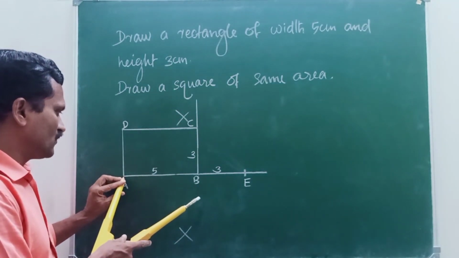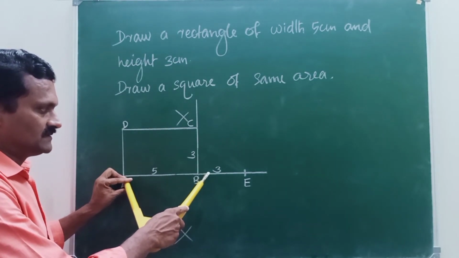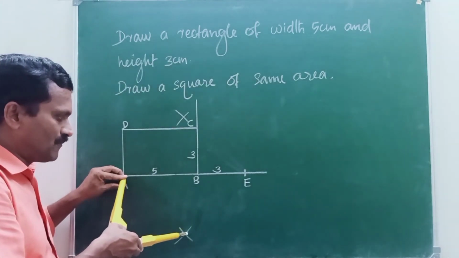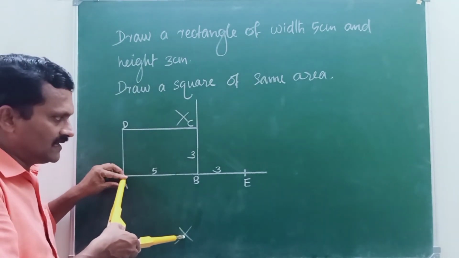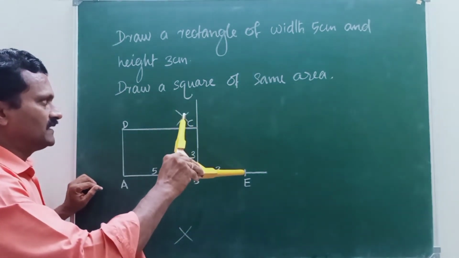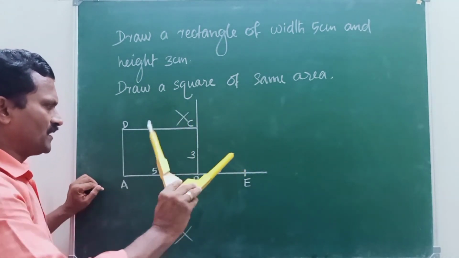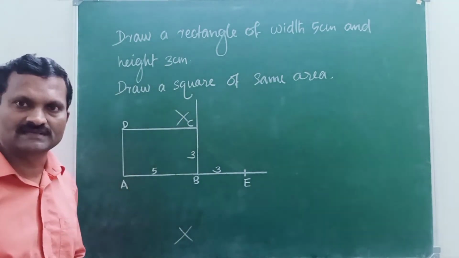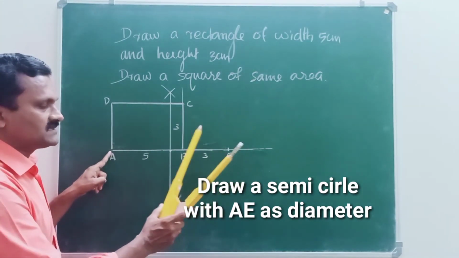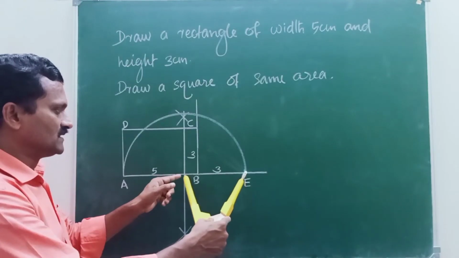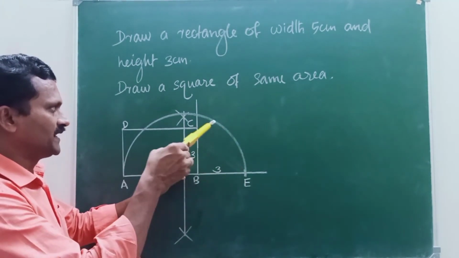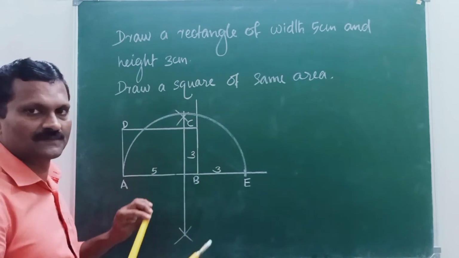Put the compass at one of the endpoints and take more than half on compass. Draw two arcs, one above and one below the line AE. Then put the compass on the other end and cut these two arcs. Join the points of intersection. Draw a semicircle with AE as diameter. For this, put the compass at the midpoint, take the distance to one of the endpoints and draw the semicircle.